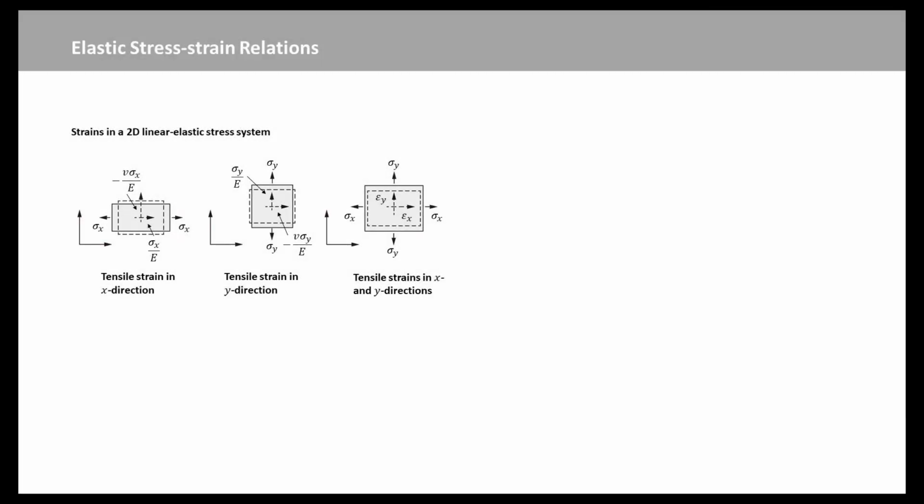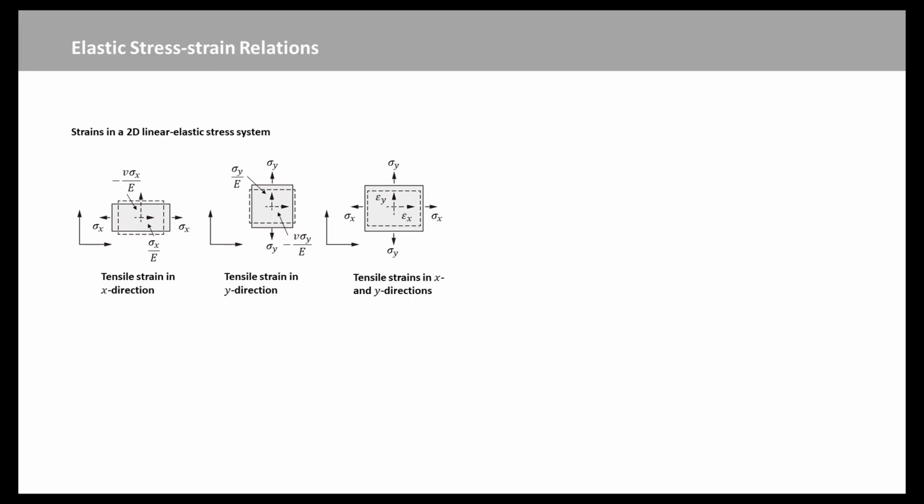When a point of a body is acted upon by stresses sigma x and sigma y in mutually perpendicular directions, the strains are found by superposing the strains due to sigma x and sigma y acting separately. The rectangular element of material in the left-hand side picture is subject to a tensile stress sigma x in the x direction. The tensile strain in the x direction is sigma x over E, where E is Young's modulus. The compressive strain in the y direction is negative nu times sigma x over E, where nu is Poisson's ratio.